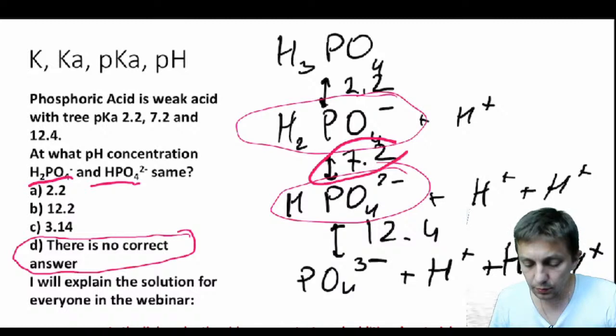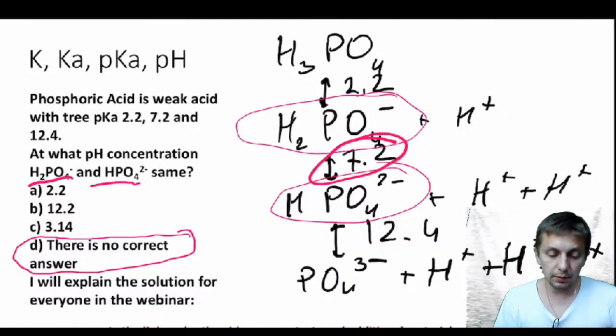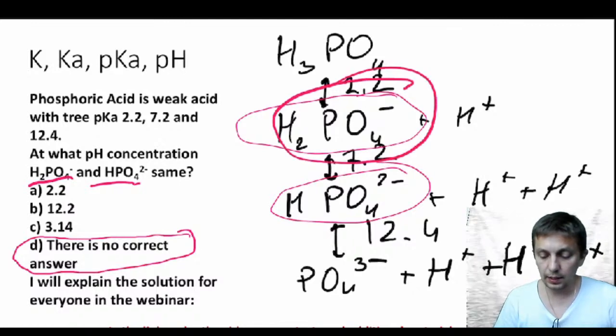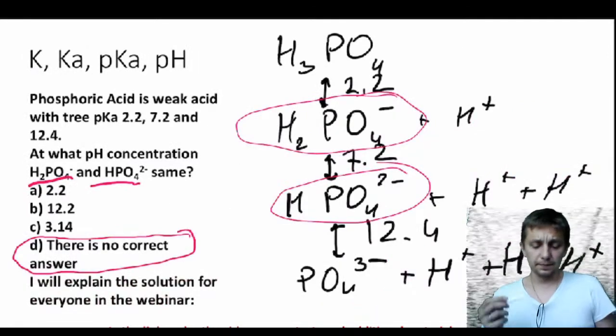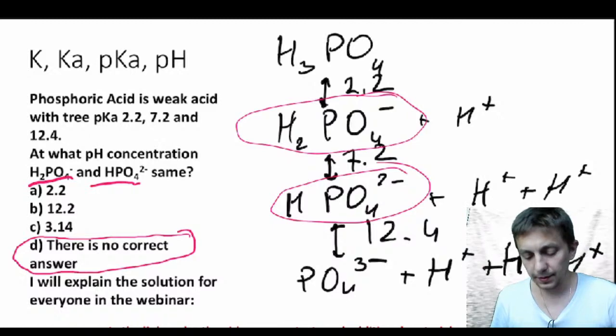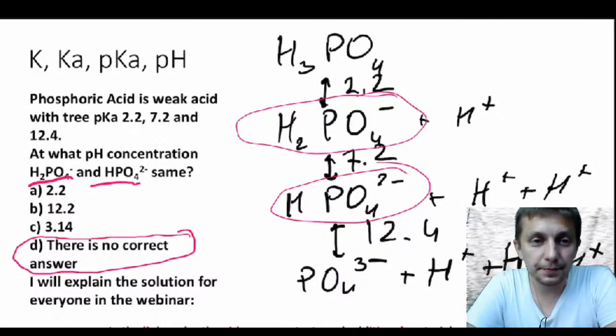So at pH 2.2, we are dealing with equilibrium between these particles. At 7.2, which is very close to our blood pH, we are dealing with equilibrium of these ions and these ions. And we never have a very alkaline pH in our body, so PO4 3 minus we never see in our body.